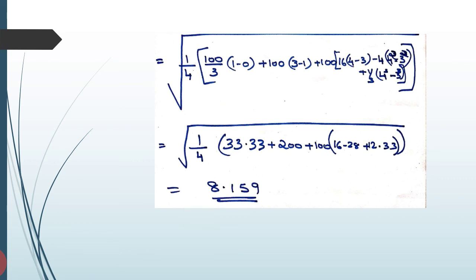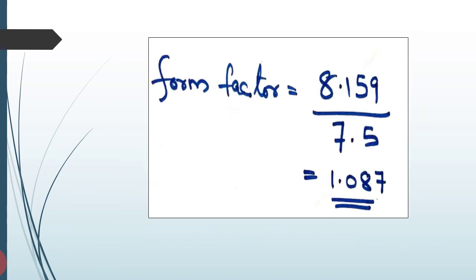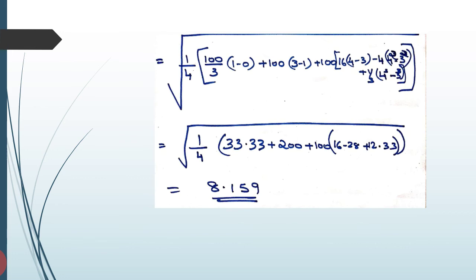And once you have obtained the average and RMS values, the form factor is the RMS by the average value, that is 8.159 by 7.5 equal to 1.087.